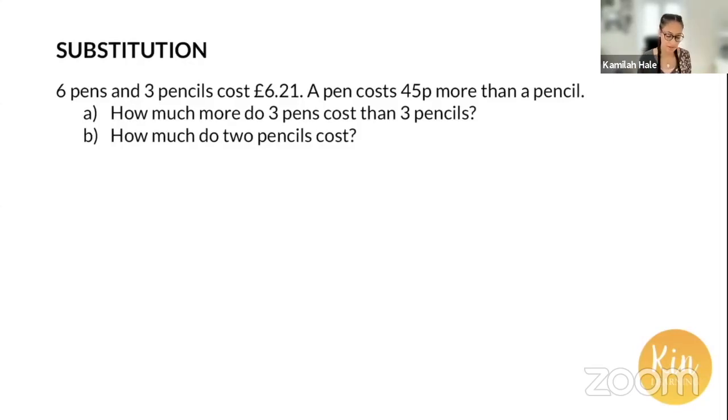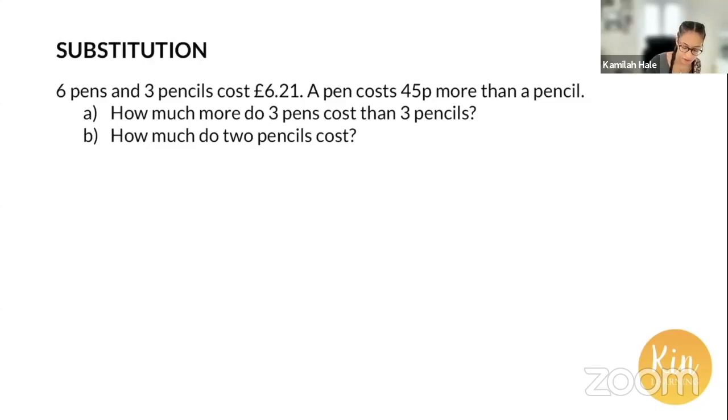Okay, so 6 pens and 3 pencils cost £6.21. A pen costs 45p more than a pencil. How much more do 3 pens cost than 3 pencils? Try and work that out for me. So how much more do 3 pens cost than 3 pencils? Each one costs 45p more. So what does that add up to when you have 3 pens?